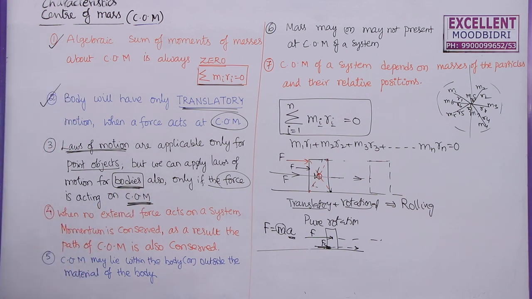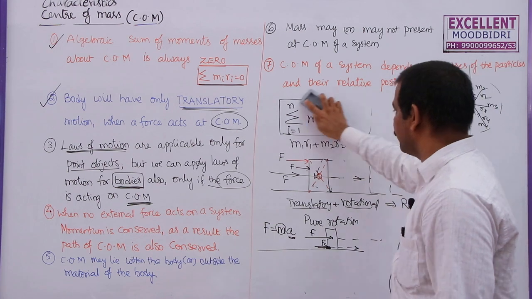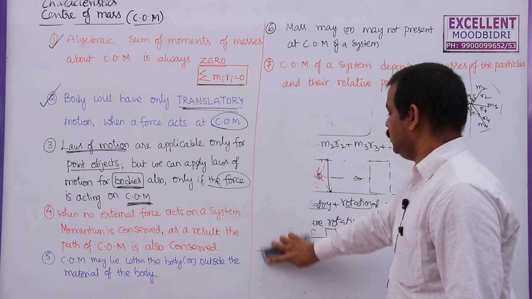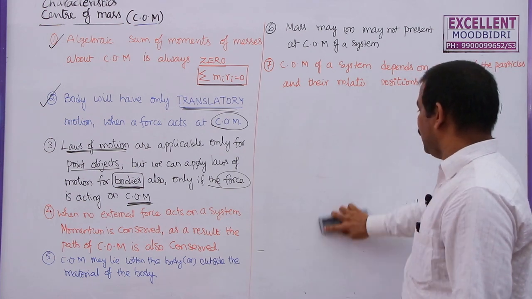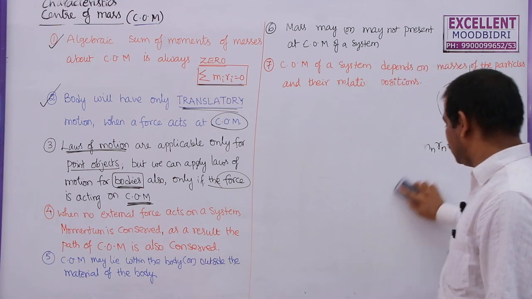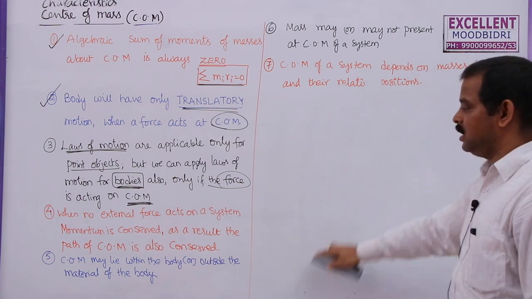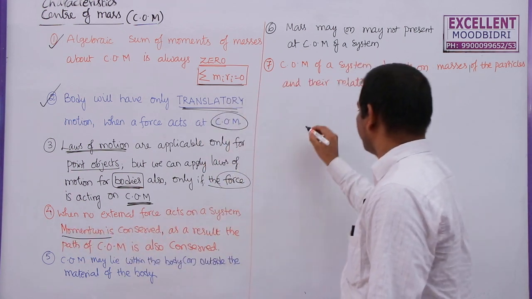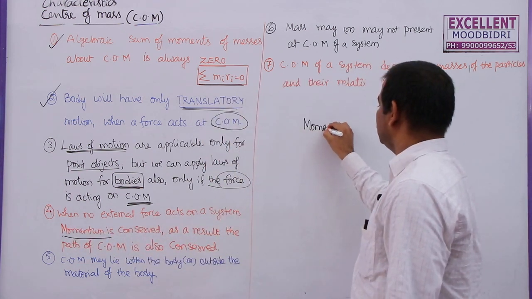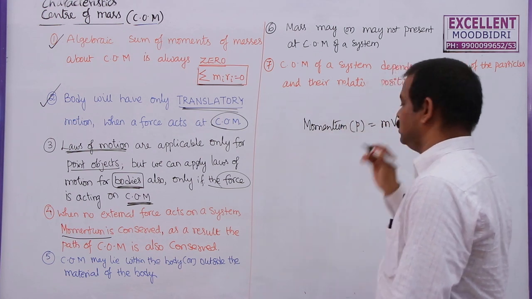Now the fourth one: when no external force acts on a system, that is, there is no external force acting on the system, then the momentum is conserved. We studied this in the previous lesson, the law of conservation of linear momentum. So in that case, whenever there is no external force, the momentum of the body is always conserved. So what is this momentum? Momentum is denoted with the letter P, which is given by mass into velocity.